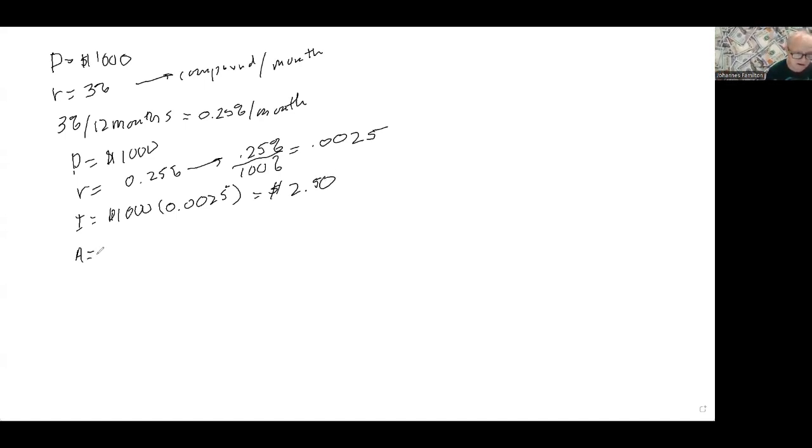Accumulated balance is equal to the $1,000, our principal that we started out with, plus the interest that we earned that month, which is our first month, $2.50. So that means that now we have in the bank, starting our second month, or finishing up our first month, $1,002.50.